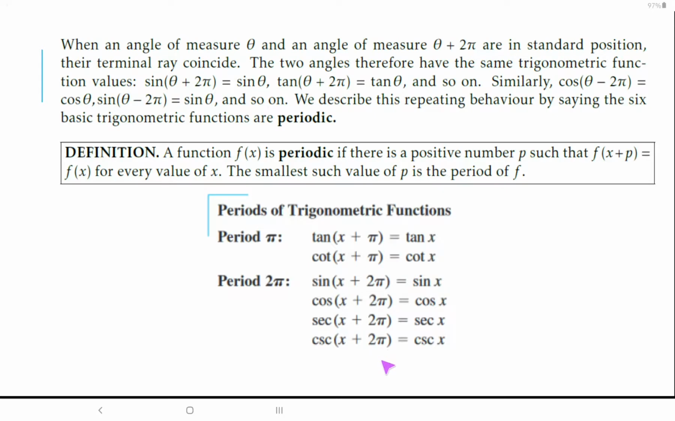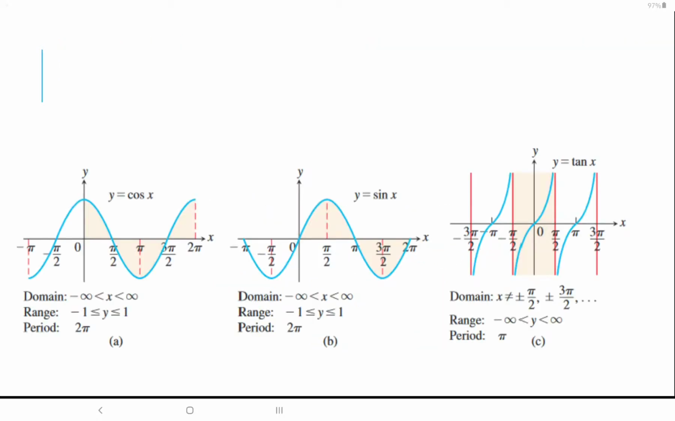Okay? So ang kinukuha natin para makuha yung period ay yung smallest. Okay? And then here we have the list of the most common periods of trigonometric functions. So, for tangent and cotangent, ang period nila ay pi, and then the rest of the trigonometric functions, ang period natin ay 2 pi. Okay?